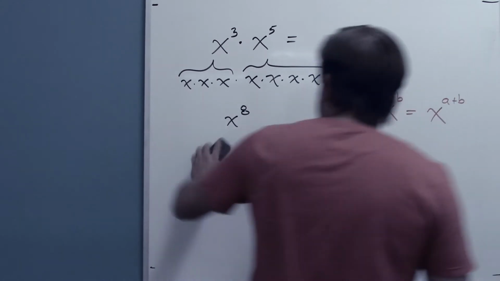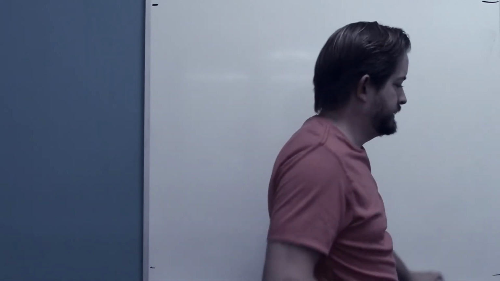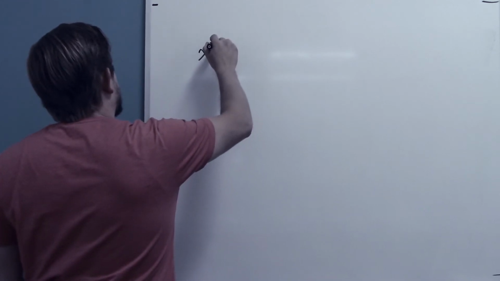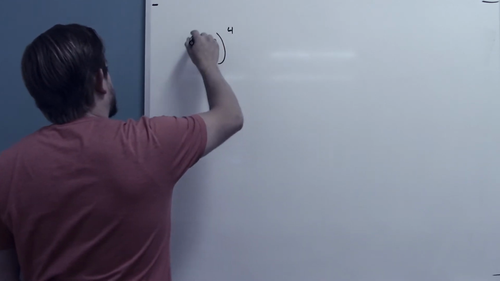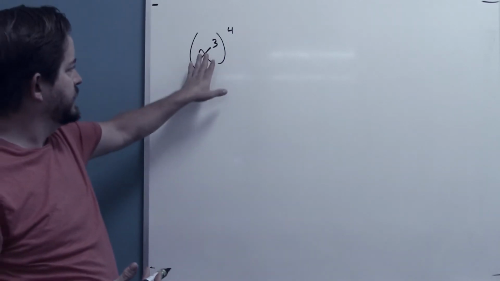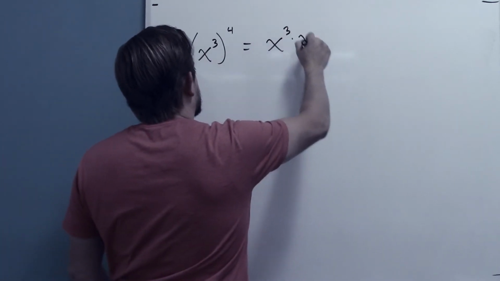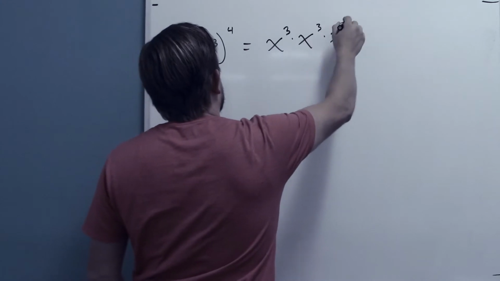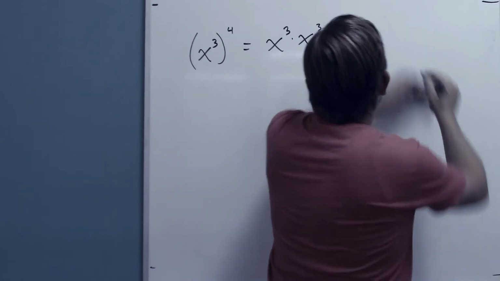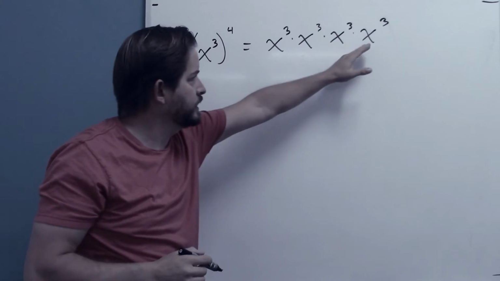All right, let's look at this guy. If I have, let's say, x to the third, and I have that raised to the fourth, what do I have here? Well, raising x to the third to the fourth means I'm taking x to the third times x to the third times x to the third times x to the third. There's four repetitions of x to the third, right? It's x to the third to the fourth, so there's 1, 2, 3, 4 of them.